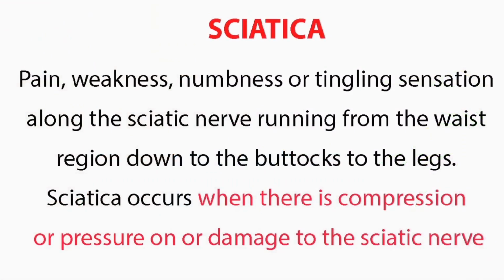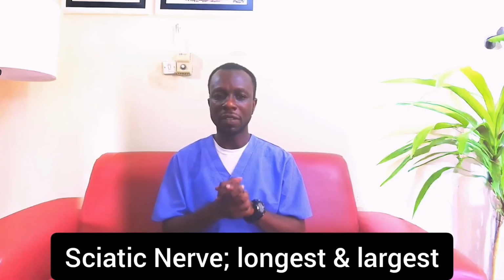Sciatica is that pain, weakness, numbness, or tingling sensation along the sciatic nerve, running from the waist region down to the buttocks to the legs. And sciatica occurs when there is compression or pressure on or damage to the sciatic nerve. The sciatic nerve comes all the way from the lumbar region or the lumbar spine to the sacral region down to the feet, and it is the longest and largest nerve in the body. This nerve controls the muscles of the back of the knee and lower leg.